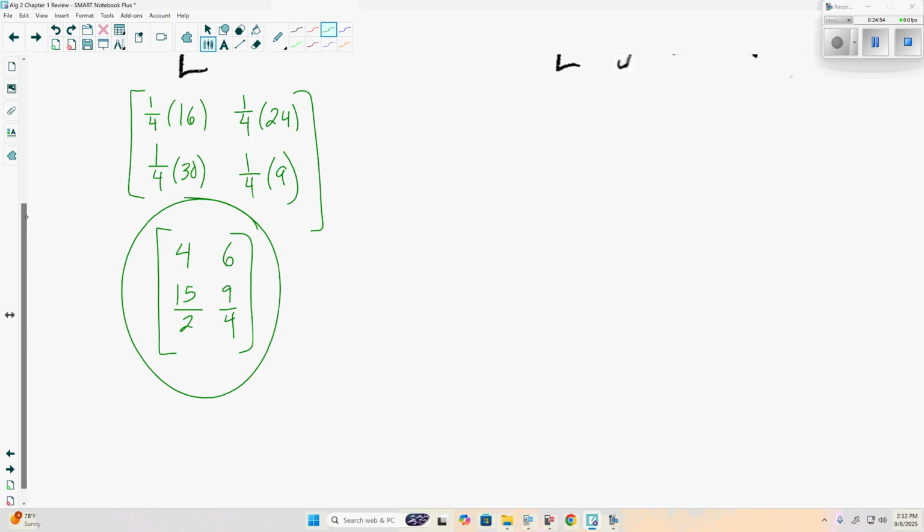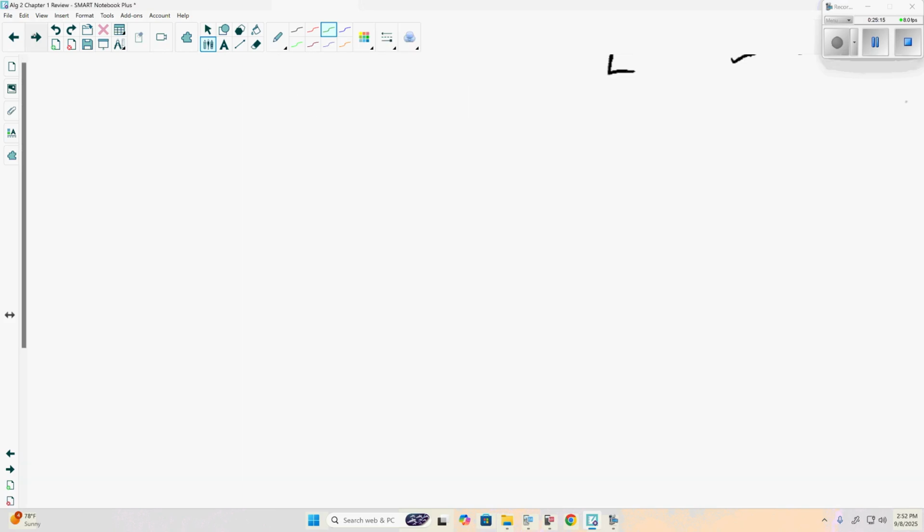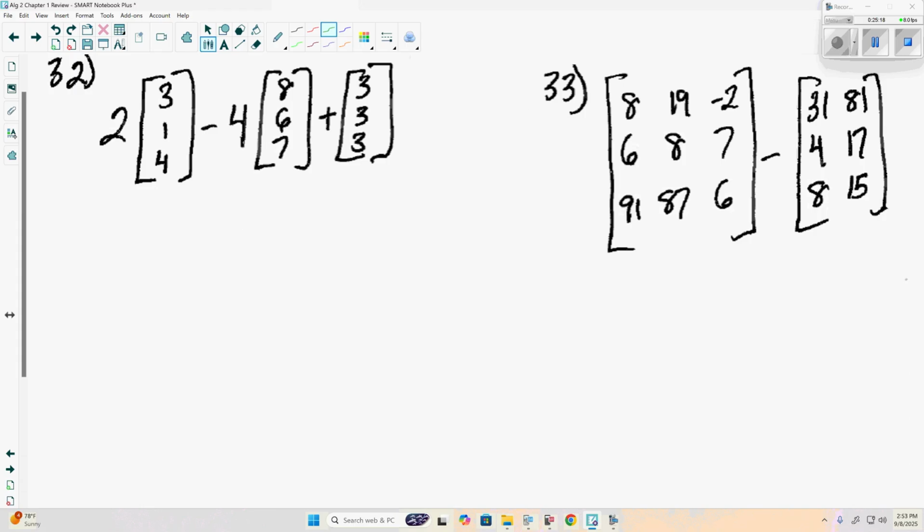Any questions on 32? Questions on 33 or 34? Or either one of those that y'all want to see? We feel good with 33 and 34? How about 35? What is the answer for 35? No solution. Undefined, not possible because the first one is a 3 by 3. The second one is a 3 by 2.